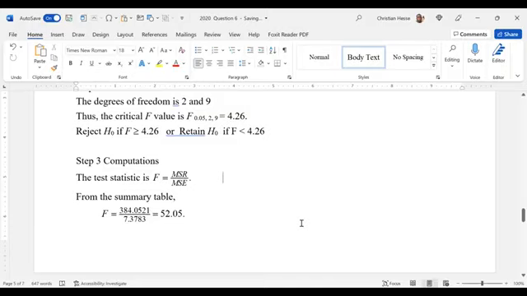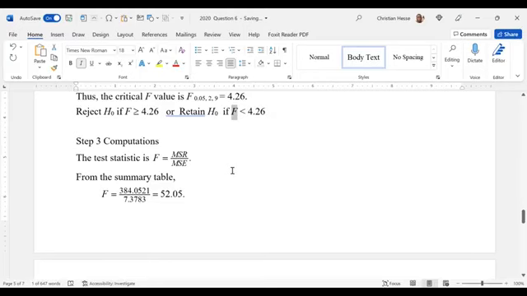Please, are you following me? So when you divide 384.0521 by 7.3783, that will give 52.05 to 2 decimal places. I think over there we did it to 3 decimal places, but to 2 decimal places, 52.05. So 52.05, is it greater than 4.26 or less than 4.26? It's greater. So should we reject H0 or retain H0? Reject H0.